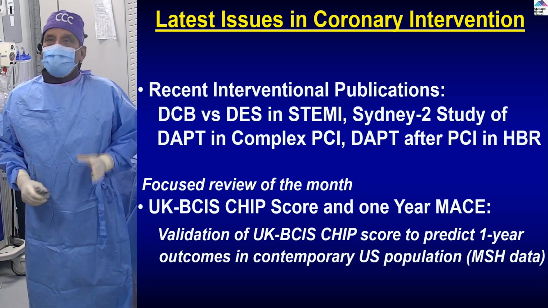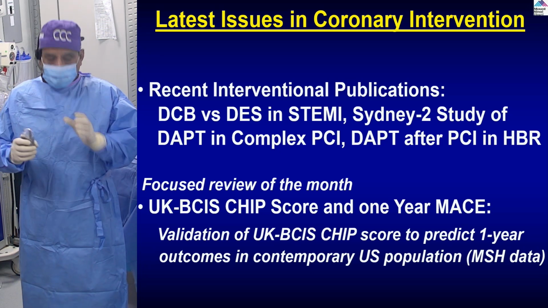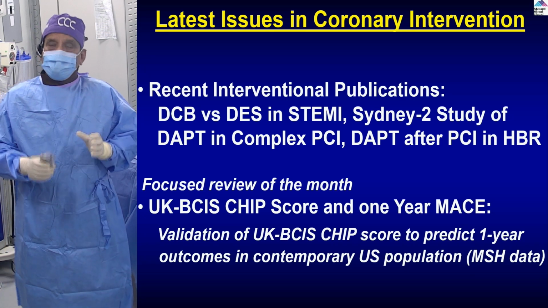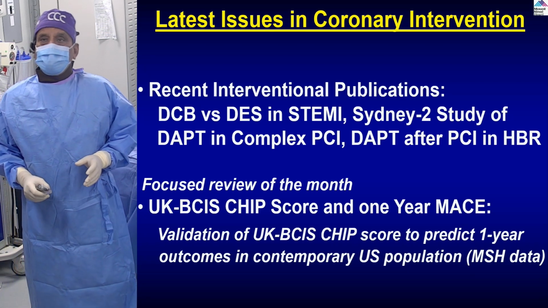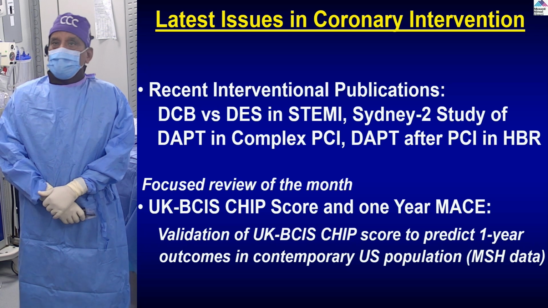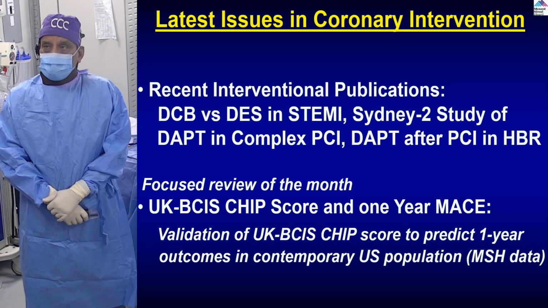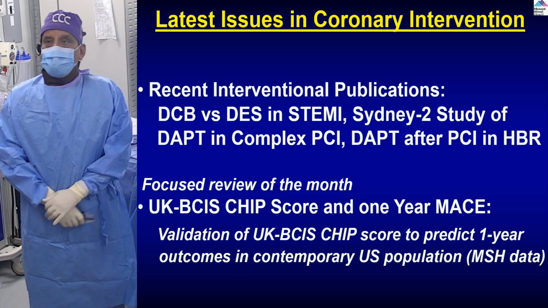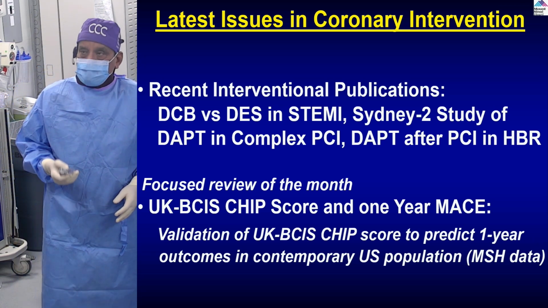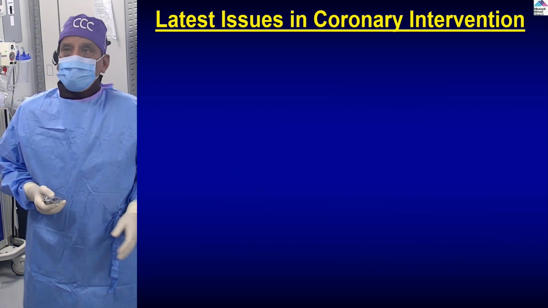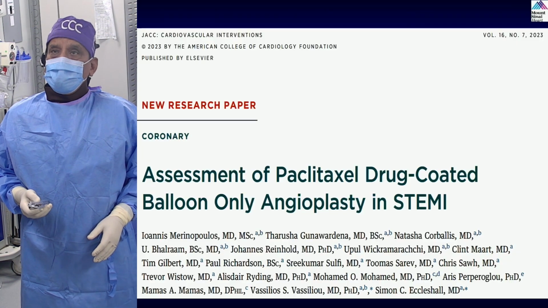Second is a very important paper, which is the CME. They consider that a main part, the cover page of JACC Interventions, data from Mount Sinai, which is a validation of the UK BCIS CHIP score to predict 1-year outcome in a contemporary US population, Mount Sinai Hospital database data. And so let's go to the first one, drug-coated balloon.